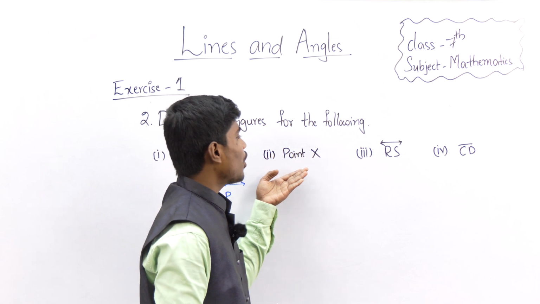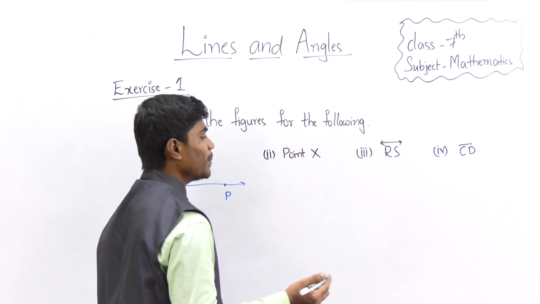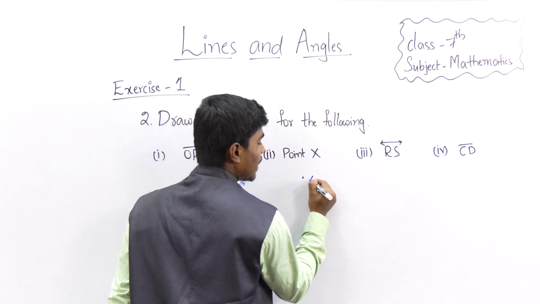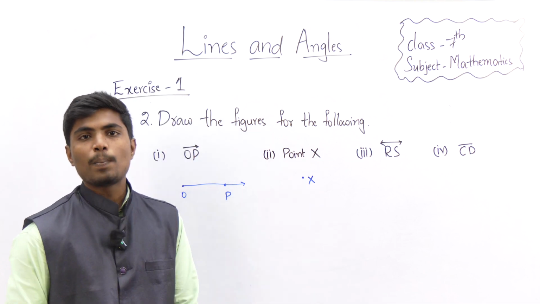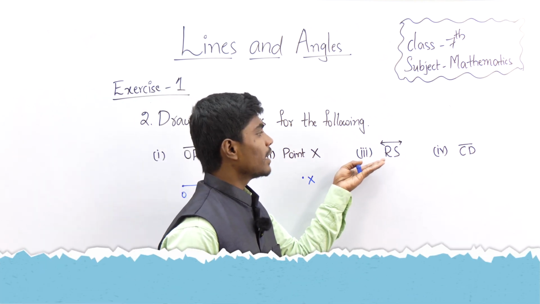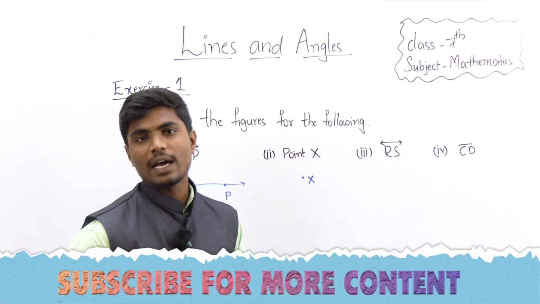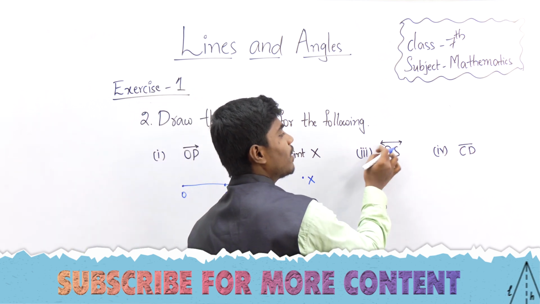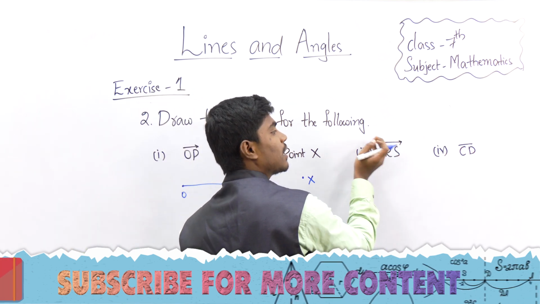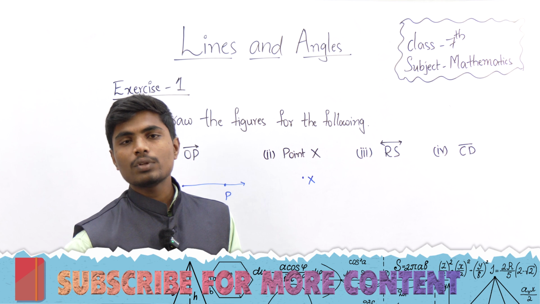Next, the second one, point X. Just a point means just a dot and X. Okay, this is point X. Next, the third one, RS with a double-sided arrow. Double-sided arrow means the line is continuous on both sides.